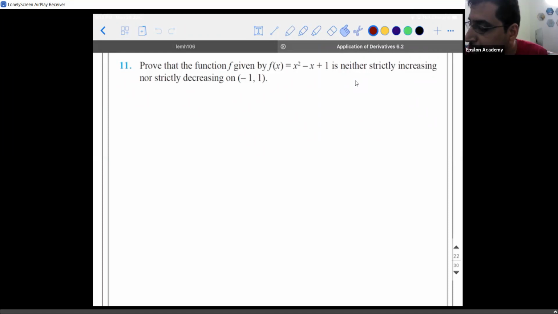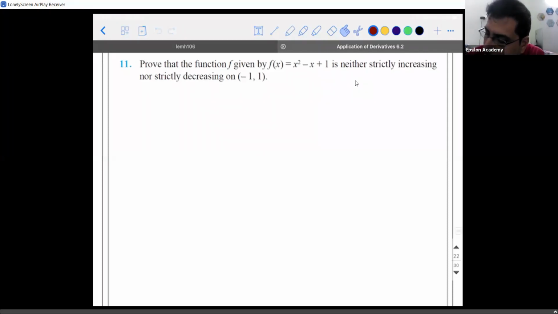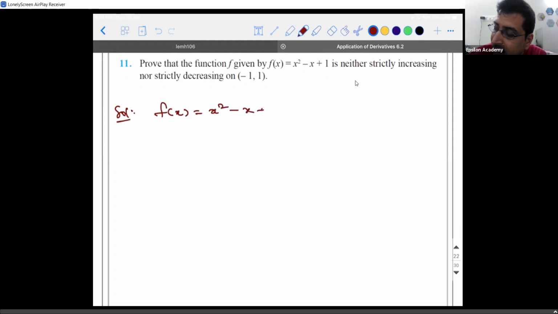So prove that the function x square, oh, we are asked to prove, okay. Prove that the function f of x is equal to x square minus x plus 1 is neither strictly increasing nor decreasing between -1 to 1. Correct? So how to prove that? Solution. So f of x is equal to x square minus x plus 1.